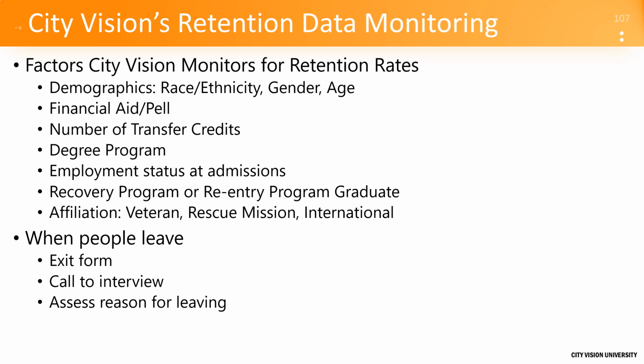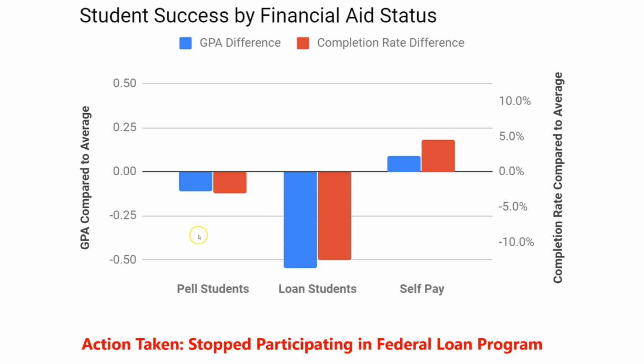So City Vision has done this pretty extensively. We look at all these factors: demographics, financial aid, number of transfer credits, and then also we collect a lot of information when people leave. We have them fill an exit form. We try to call and interview. We try to assess their reason for leaving to understand. And we did different things as an organization.